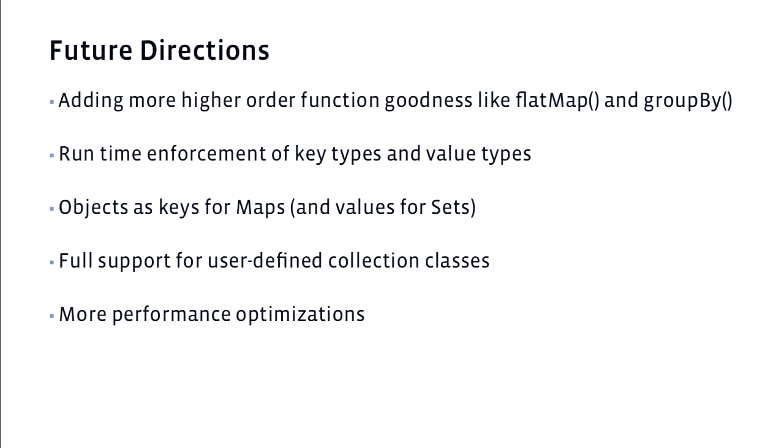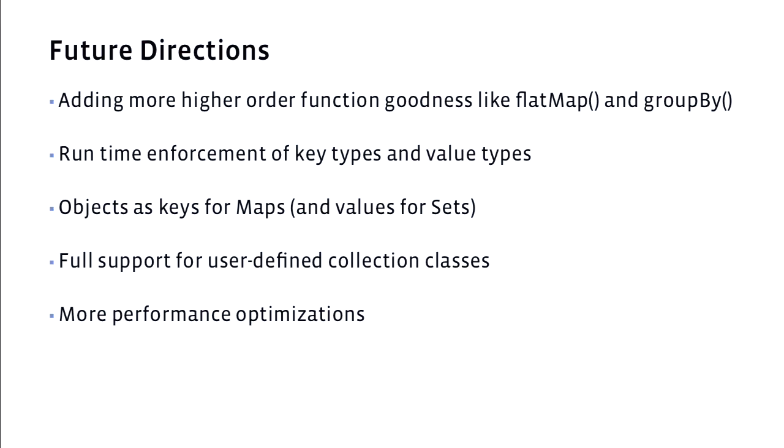So some future directions of stuff we're planning to do with collections specifically. We're building out the iterable interface more and adding more higher order functions, flat map, group by, a bunch of the ones that are present in other languages with rich functional programming libraries. We want to do runtime enforcement of key types and value types. So at the moment, the type checker is the main thing that prevents you from inserting incorrect values into a collection. But if you happen to be in untyped code, nothing at runtime stops you from inserting a string into a vector that's supposed to only contain objects of type Foo.